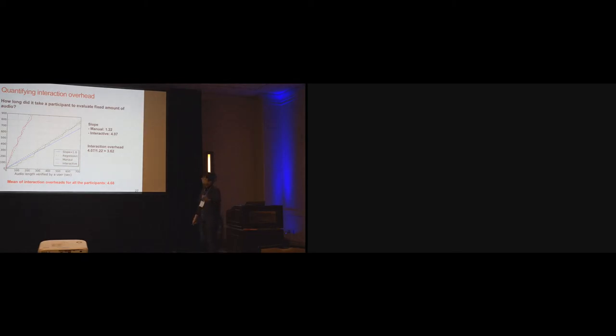So we went back to the log data we got from the experiment. This graph shows, for a single participant, how long it took to evaluate a fixed amount of audio.